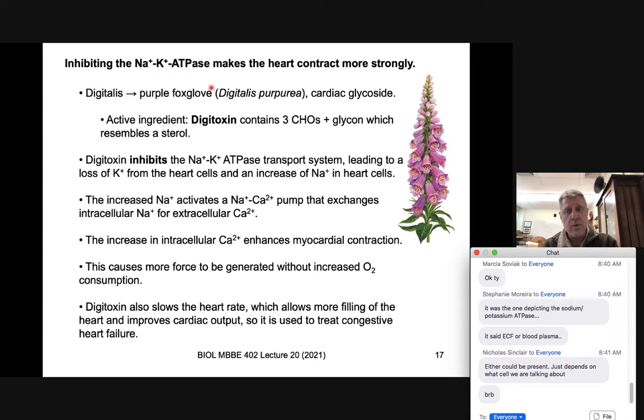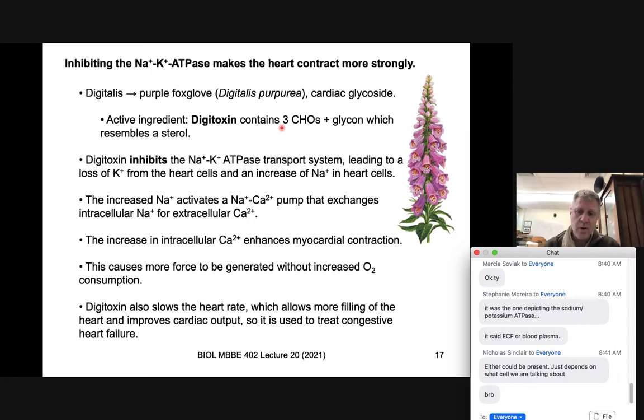And we now know within the purple foxglove, there is a compound called digitalis, and this is what we call a cardioglycoside. This particular glycoside is known as digoxin, and it's actually three carbohydrates and an aglycone, which basically represents a similar structure to a sterol. So it's very soluble in lipids.